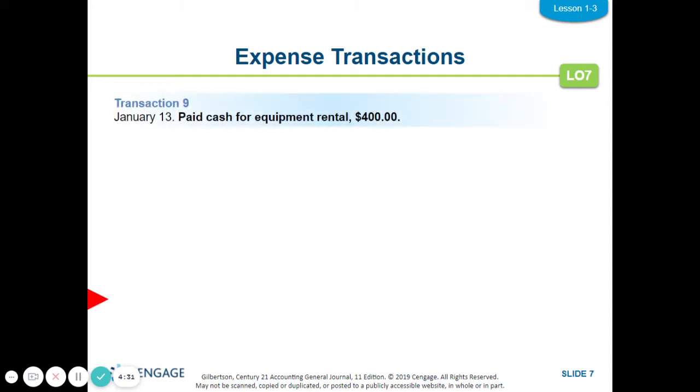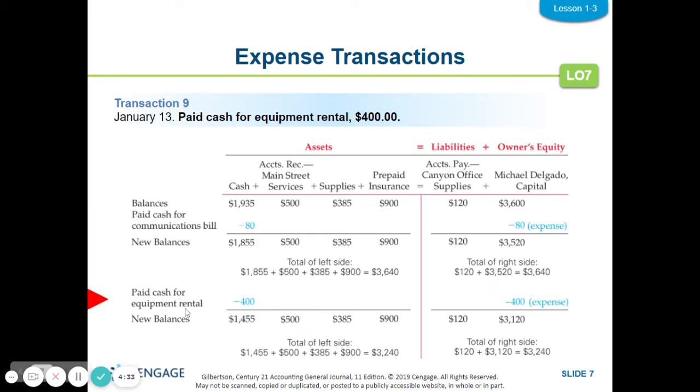Another expense, this time's an equipment rental. So basically the same thing. He had to go out and rent some equipment to do something, paid $400 for him. So the cash account goes down, and the Michael Delgado's capital account, his little pot, goes down also. And then again, our balances are still equal.